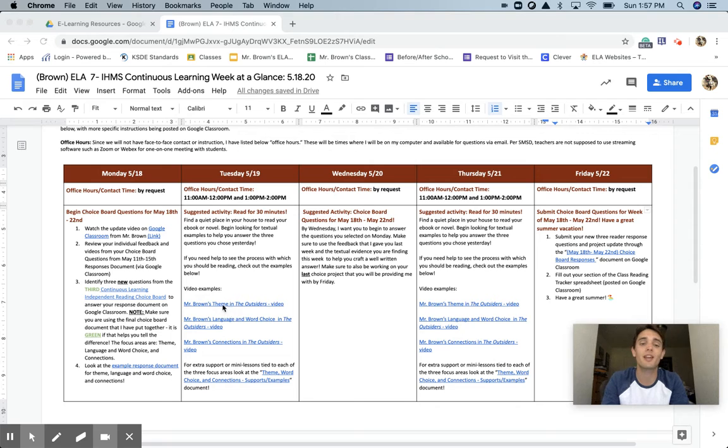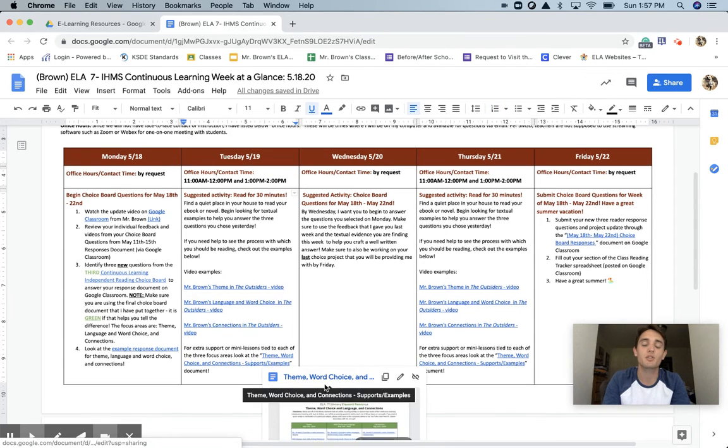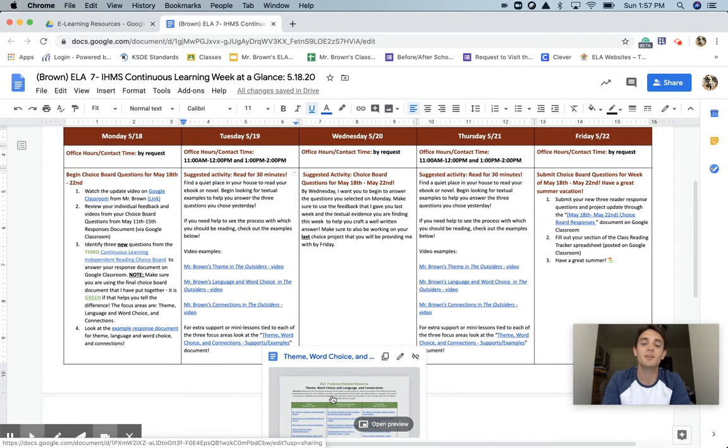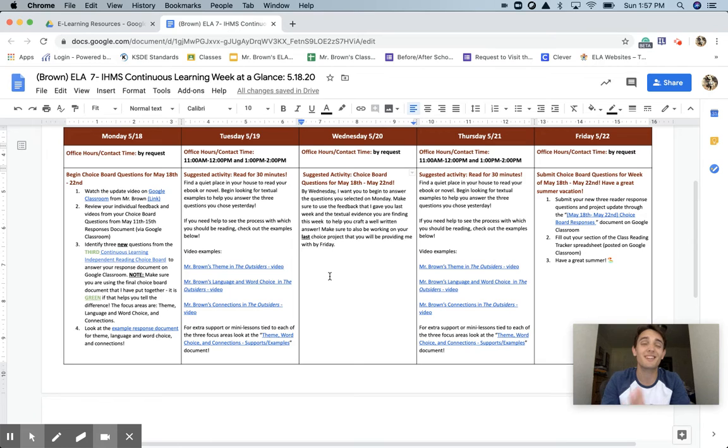I would really look at the theme document that I left. It's posted twice here on the Week at a Glance. It's also, if you go into the theme, word choice, and connections document, listed there as well. I would look at those because that seems to be the biggest area that a lot of us are struggling with.